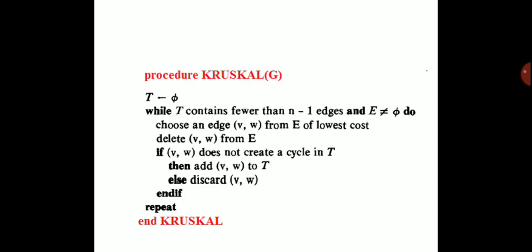Now we see the algorithm for Kruskal. T equals phi. T is called the subgraph, in other words, the spanning tree. T is the set of edges picked for constructing the spanning tree. Initially we haven't yet started constructing the spanning tree, so T remains phi, which is an empty set. While T contains fewer than n minus 1 edges: when a spanning tree is formed with n vertices, obviously the number of edges would be n minus 1, which we saw in the previous slide.